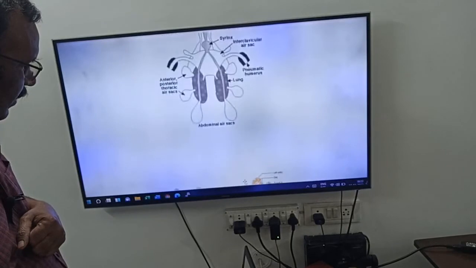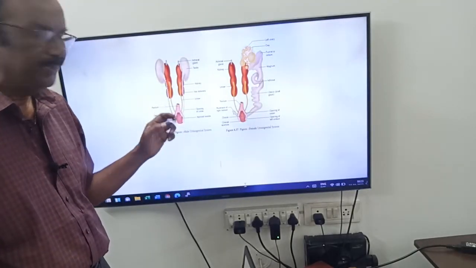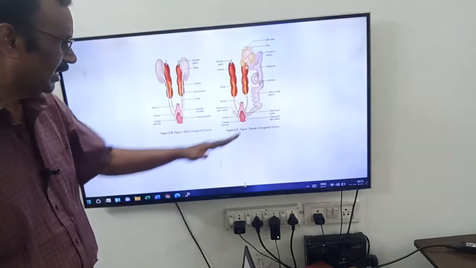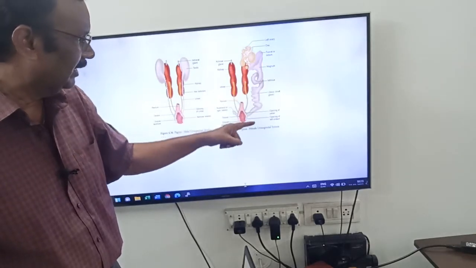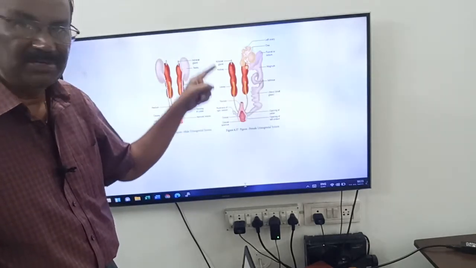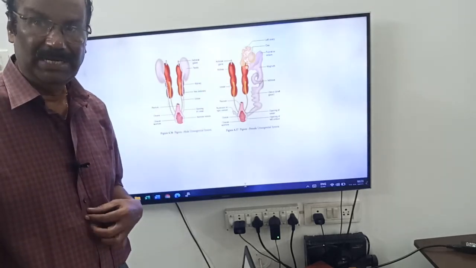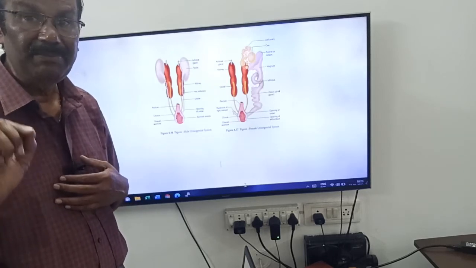See friends, here one more diagram. See friends, this is the male reproductive system. Here the male has both right and left testis, but come to the female, friends. Female has only left ovary and left oviduct. There is no right ovary and right oviduct, friends. Right ovary and right oviduct are absent in the female birds.